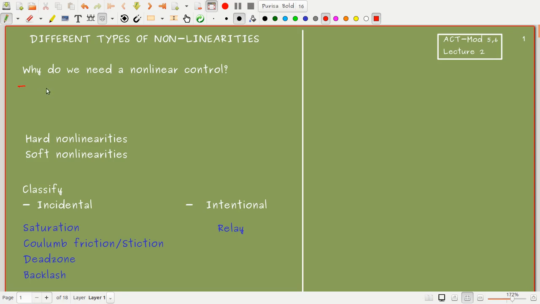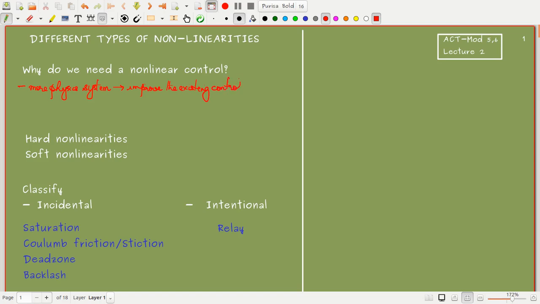linear, linearized version. Now in the case of nonlinear control, we are introducing more physics to the system. That means if we are introducing more nonlinearity to the system, we are trying to improve the existing control systems that we have.